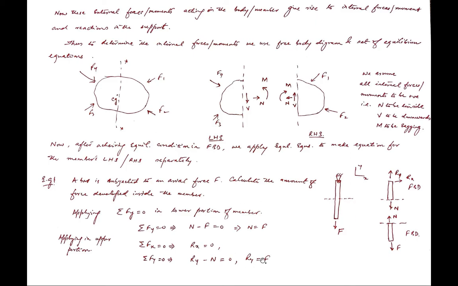So Ry would be equal to F, the weight of the fan. There is no external horizontal force acting, so there would be no support reaction in the horizontal direction. Only one Ry will be there, and it will transfer the load of the fan into the ceiling. This is how we apply equilibrium equations and calculate internal forces.